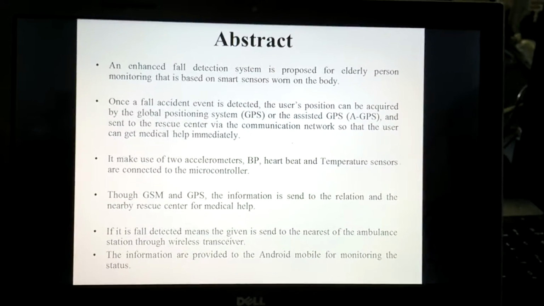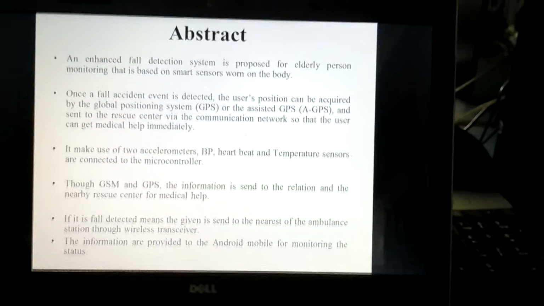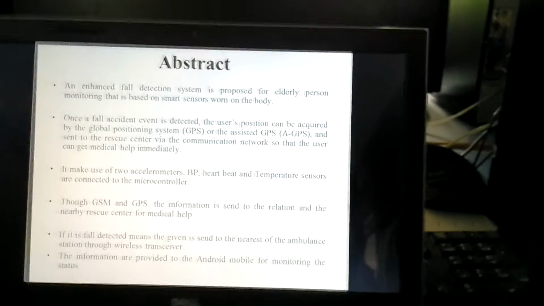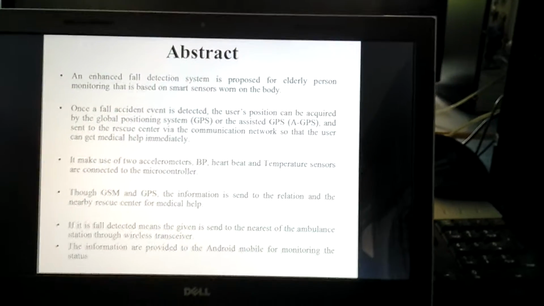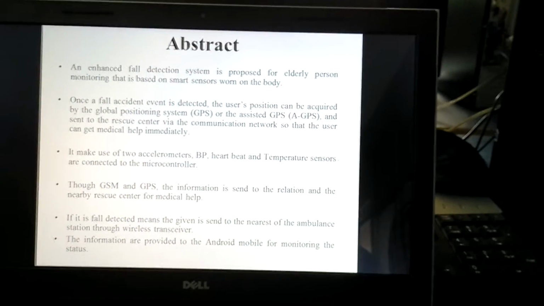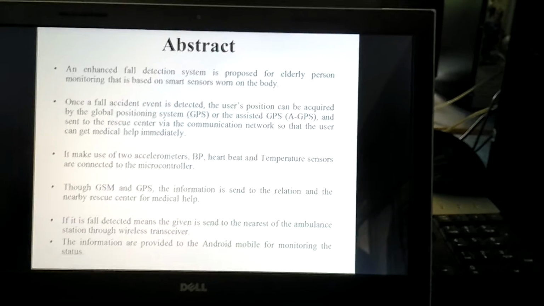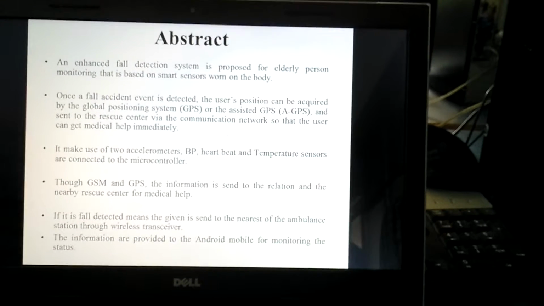It makes use of two accelerometers, a blood pressure sensor, a heartbeat sensor, and a temperature sensor connected to a microprocessor. Through the GSM and GPS, the information is sent to the nearby medical help and relations.